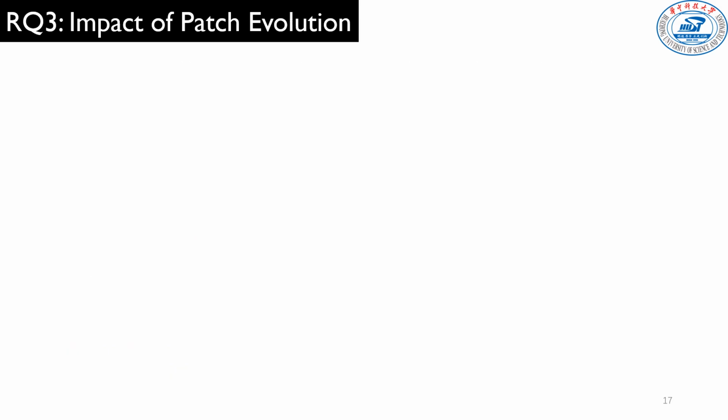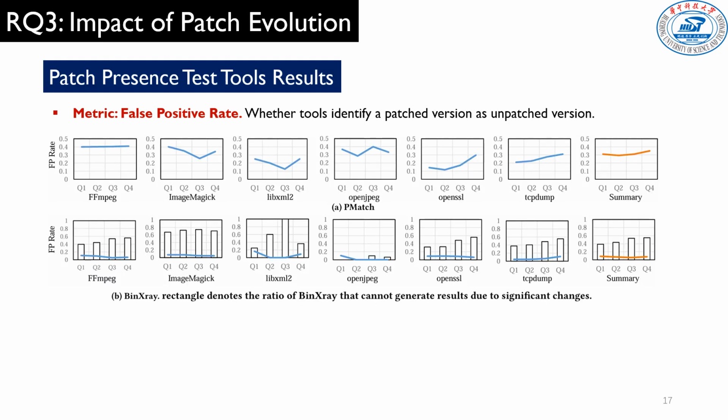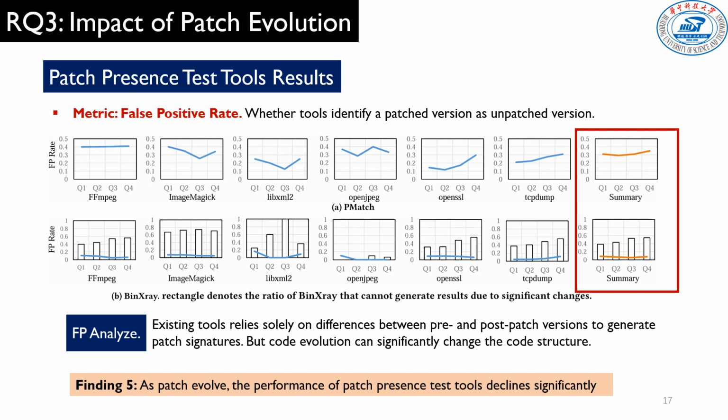For patch presence test tools, we use the false positive rate as metric. This measures how often tools mistakenly identify a patched version as unpatched. Our findings show that as patches evolve, the performance of these tools declines. For example, the false positive rate of pmatch increases from 0.229 to 35 across evolved versions. This is because existing tools rely solely on differences between pre-patch and post-patch versions to generate patch signatures. But code evolution can significantly change the code structure.